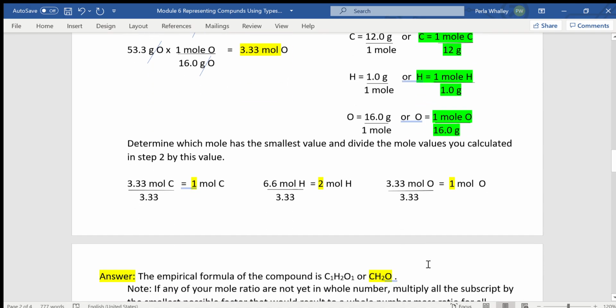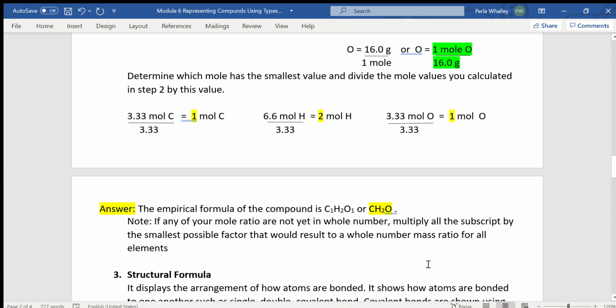So, that is your answer now. The empirical formula of the compound is C1H2O1. Okay?